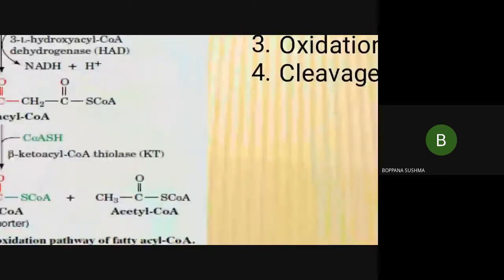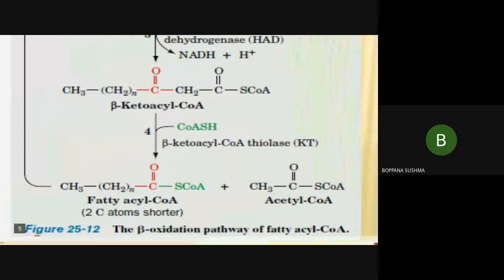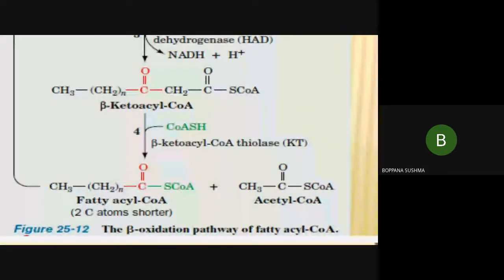Now coming to the fourth one. What is the fourth one? Cleavage. The fourth step is cleavage. Now this beta ketoacyl CoA undergoes the cleavage. Cleavage means breakdown. Beta ketoacyl CoA undergoes the cleavage in the presence of coenzyme A, that is CoA SH, plus the enzyme thiolase, or beta ketoacyl CoA thiolase, or simply thiolase.